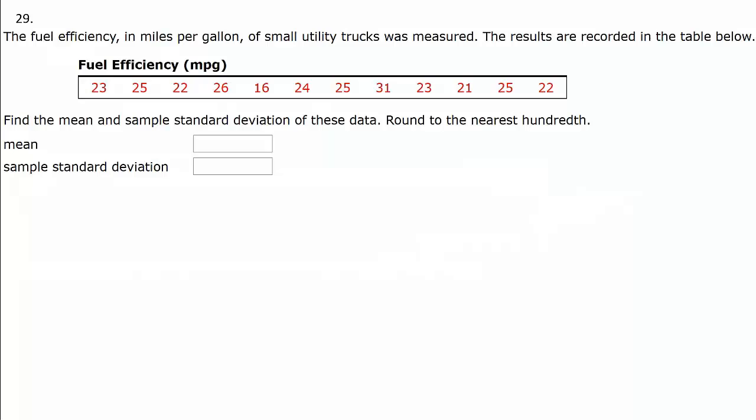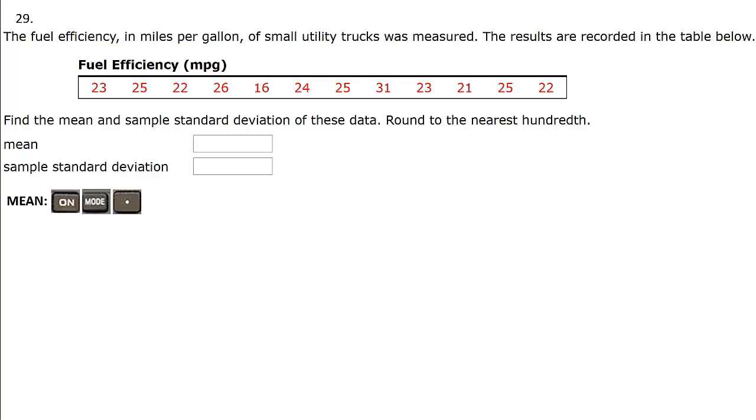Number 29. The fuel efficiency in miles per gallon of small utility trucks was measured. The results are recorded in the table below. So you've got MPGs of 23, 25, 22, 26, 16, 24, 25, 31, 23, 21, 25, and 22. The instructions are to find the mean and sample standard deviation of these data. Round to the nearest hundredth.